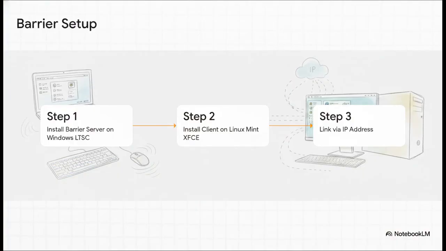And the initial setup is actually shockingly simple. It's a one-and-done deal. First, you install the Barrier server on your main machine. In our blueprint here, that's a Windows 10 LTSC laptop. Because it's the server, its physical keyboard and mouse are the ones that will control the whole desk. Second, install the Barrier client on your secondary machine like a Linux Mint desktop. We're using XFCE here because it natively uses the X11 display server, which Barrier absolutely loves. And third, you just link them together using their IP address.